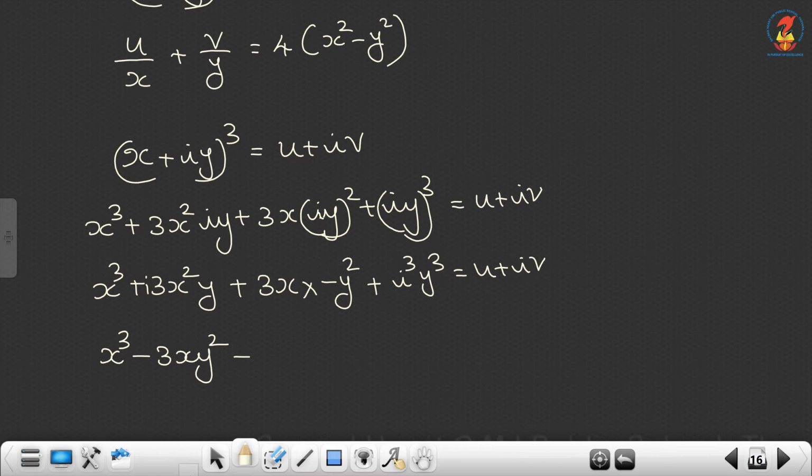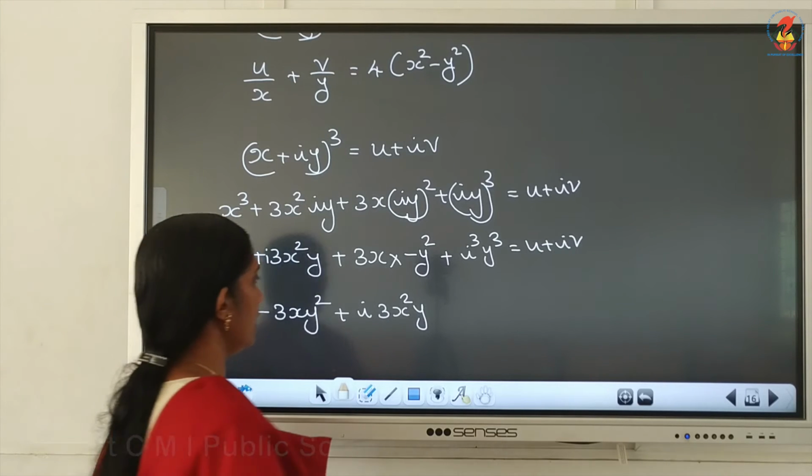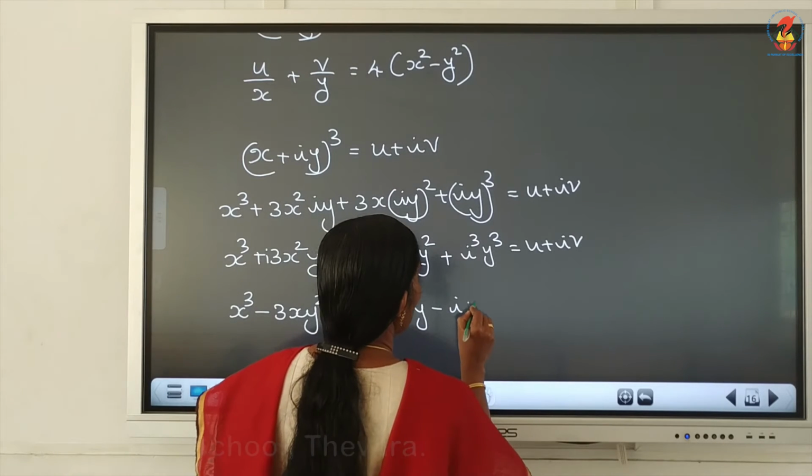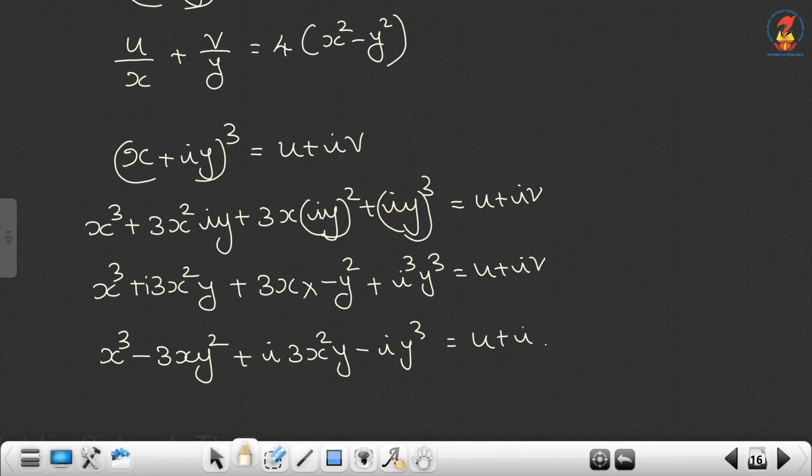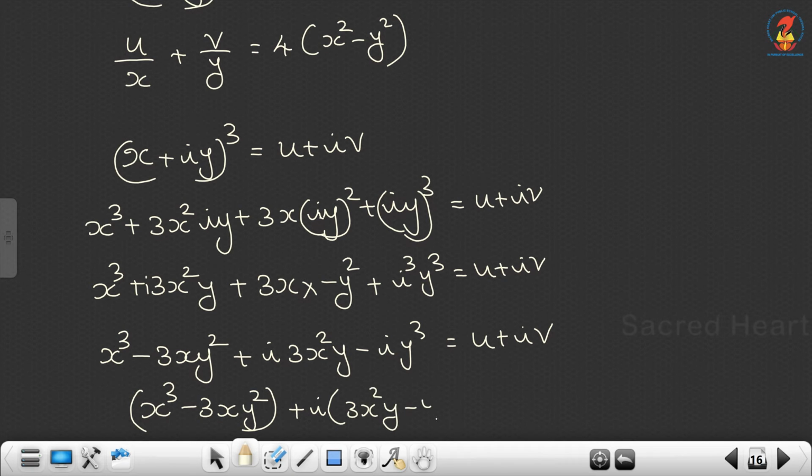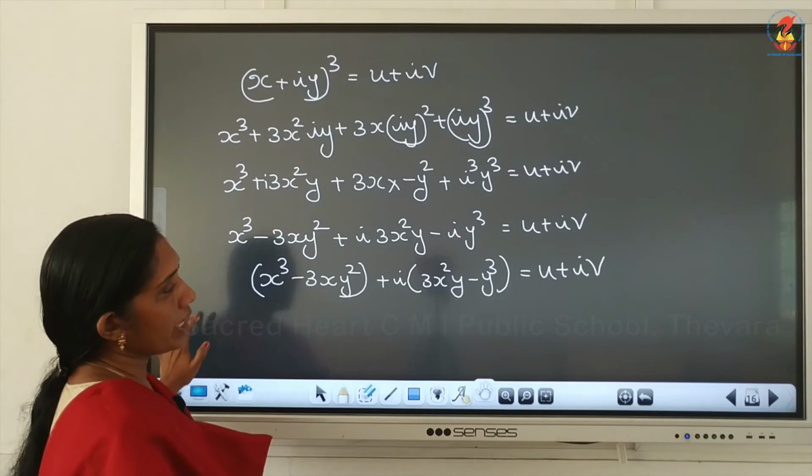And what is the imaginary part? i into 3x²y. What is i³? i³ is minus i, minus i y³. So we can take i outside, then we can equate. So (x³ − 3xy²), put in a bracket, this is the real part, plus i into (3x²y − y³), imaginary part, equal to u + iv. So two complex numbers are equal, that means we can equate.